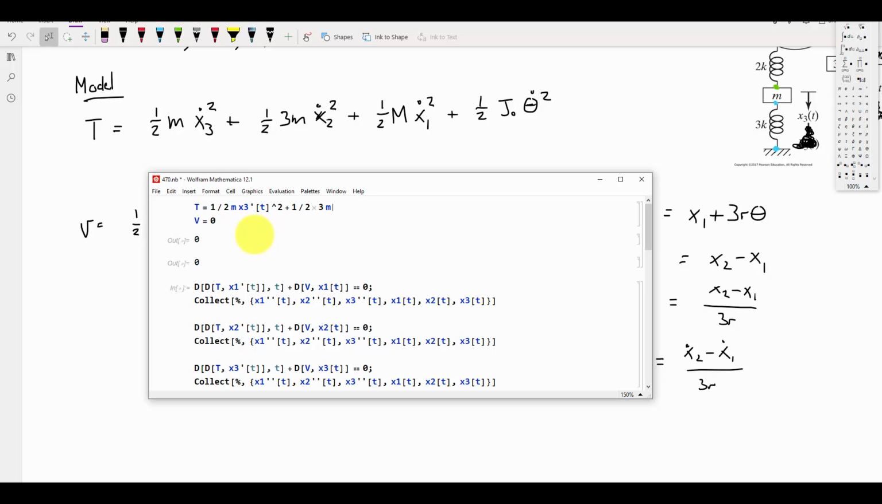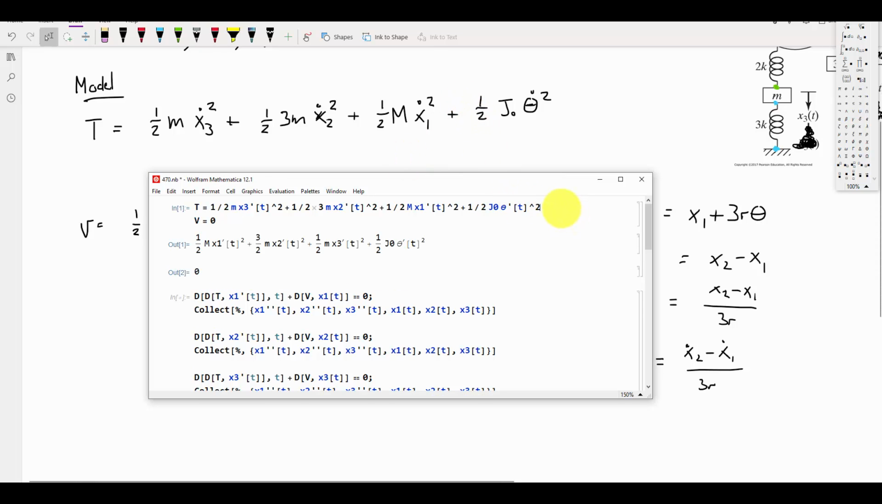So the second term is the 1/2 3m times x2 dot squared, plus 1/2 capital M x1 dot squared, plus the 1/2 J naught, which I will also substitute out in due time, times theta dot squared. I'll run that just to make sure it looks correct. All right, so we have all four terms there, and we have x1, x2, and x3, and the theta dot squared. I'll wait to do the substitution a moment.